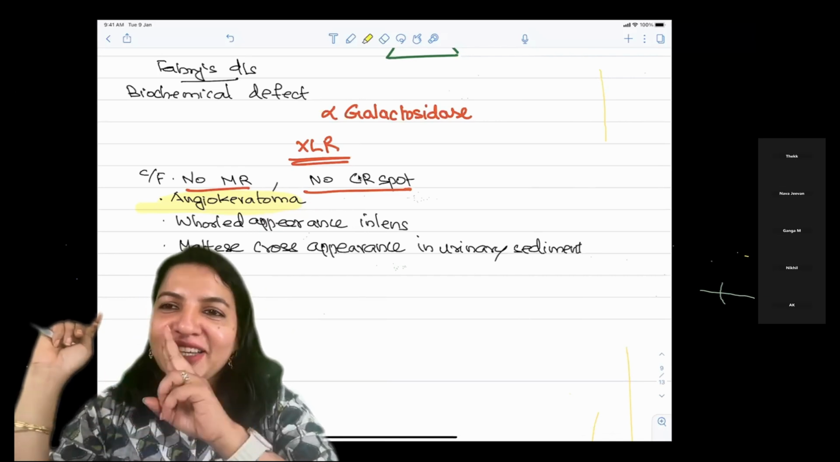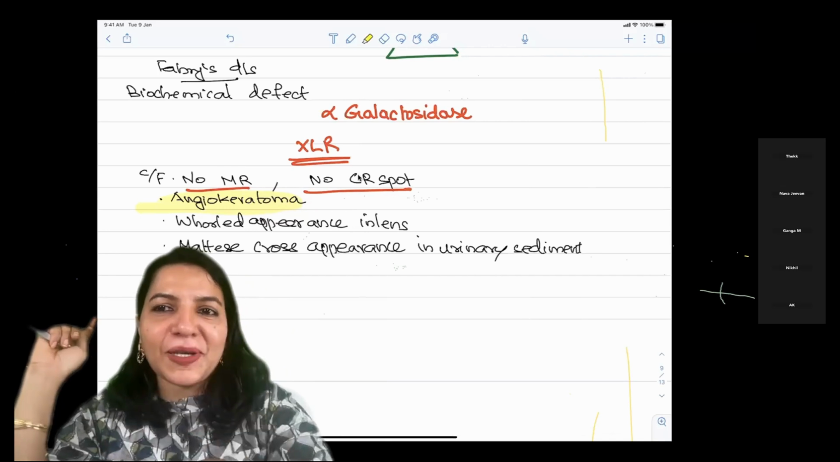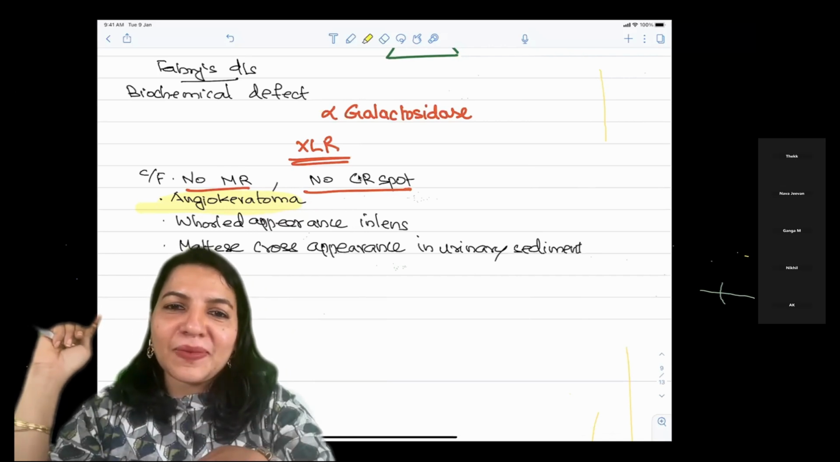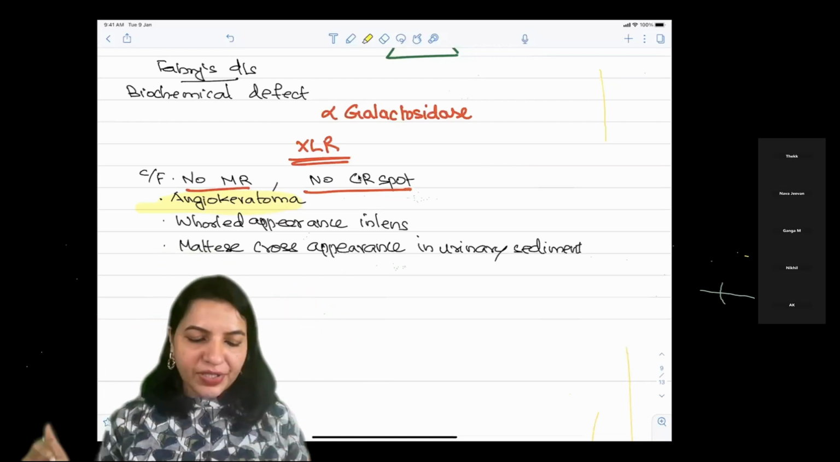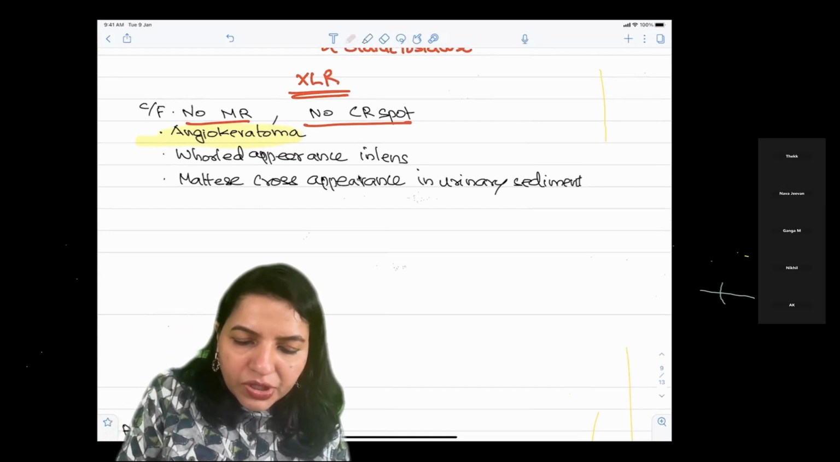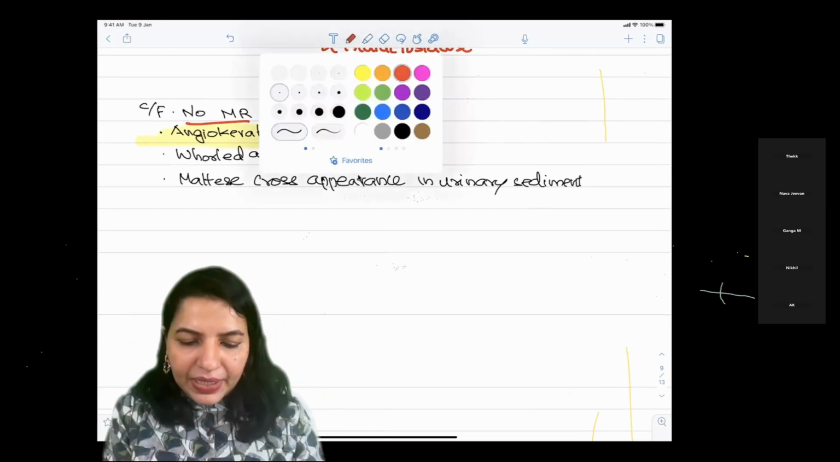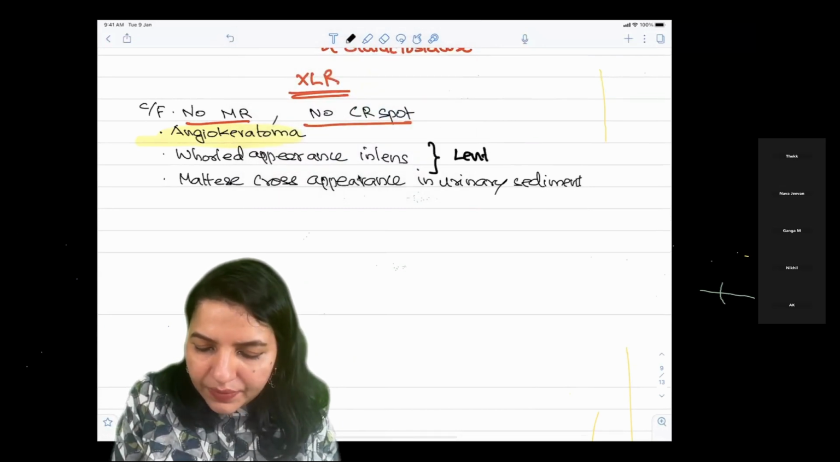Correct. If I say beta galactosidase, two disorders should come to your mind. Which are they? Yes, GM1 and Krabbe. Very good. So these things should be thorough. Now, these Fabry's patients are usually blind. Why are they blind? Because they have lenticular opacity.